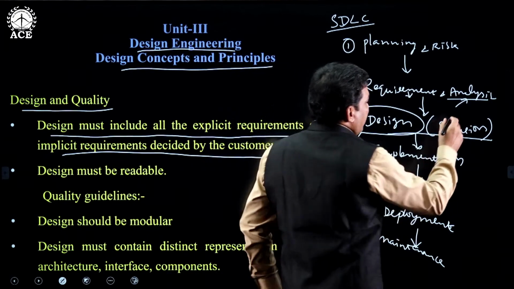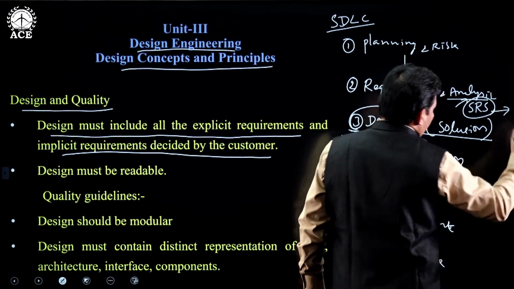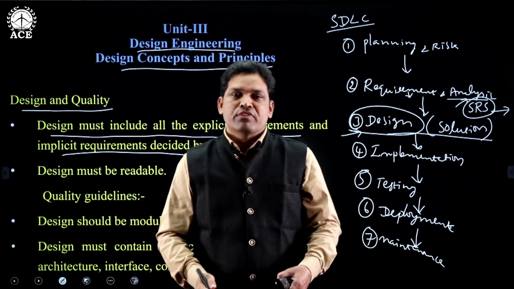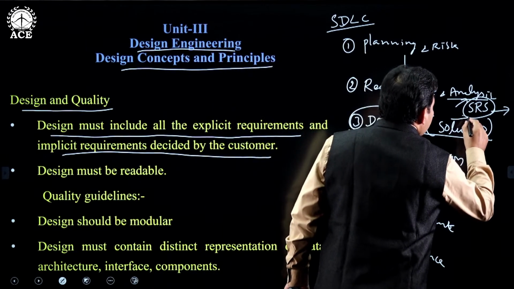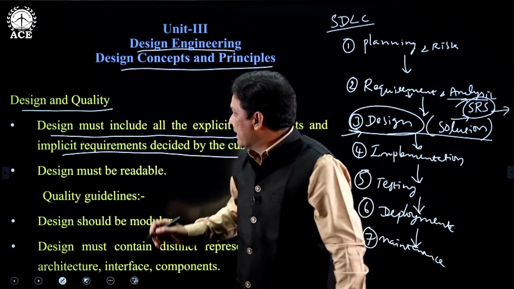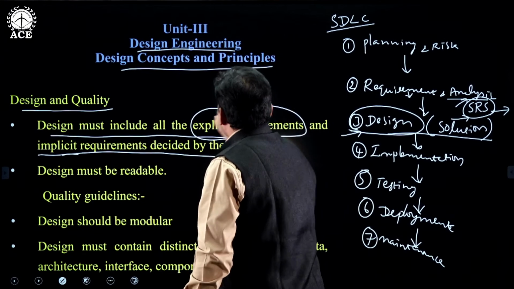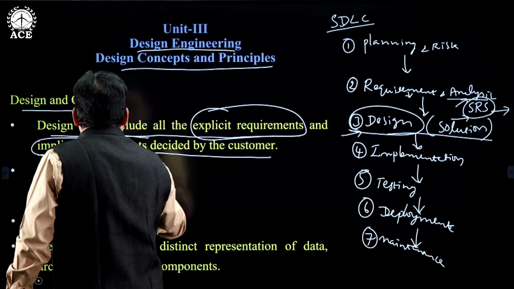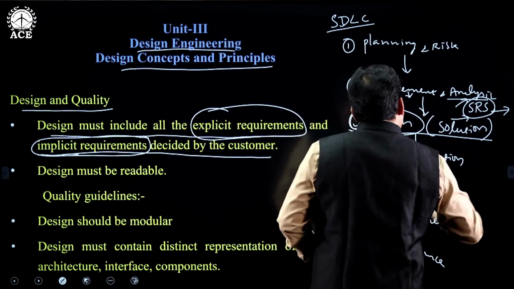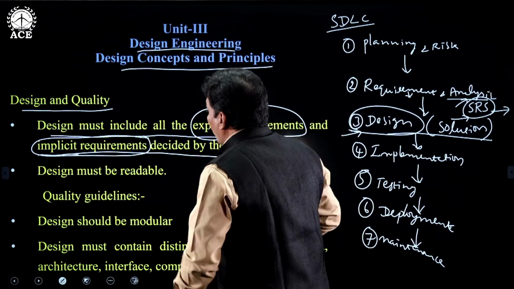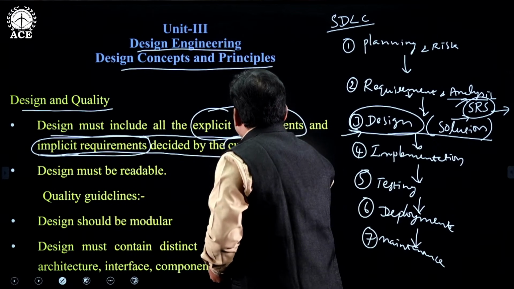After that, one document will be prepared. The name of the document is the SRS document. SRS stands for Software Requirement Specification Document. What exactly does this SRS consist of? SRS consists of client requirements, might be implicit requirements or explicit requirements, which are given by the client. So that means design must include all the explicit requirements and implicit requirements decided by the customer.